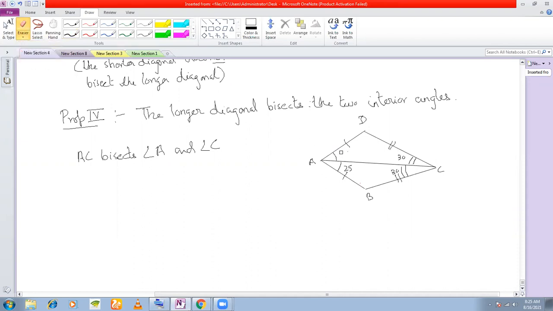Okay, so the longer diagonal will also always bisect its interior angles. Okay, AC bisects angle A and angle C. So that's it. These are the 4 properties. Now, based on this, we'll do 2 sums from kites. Okay, let's start with a very simple sum from kites.